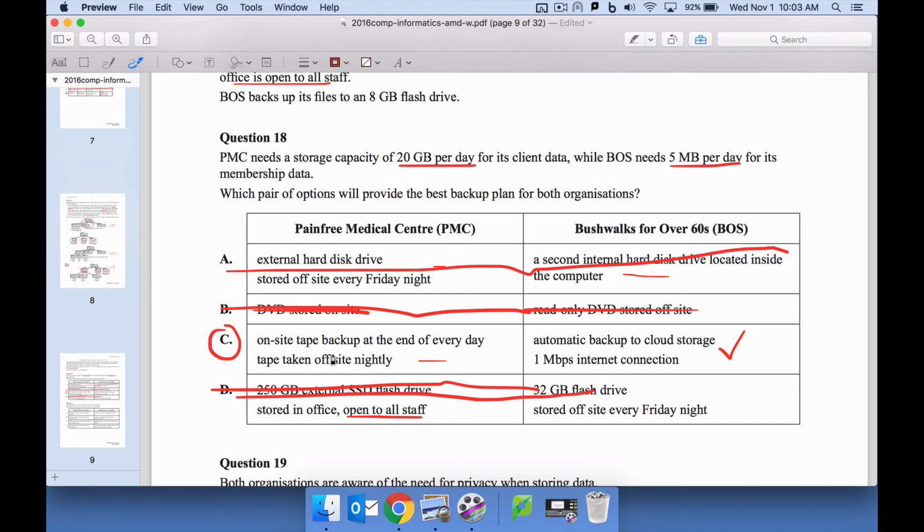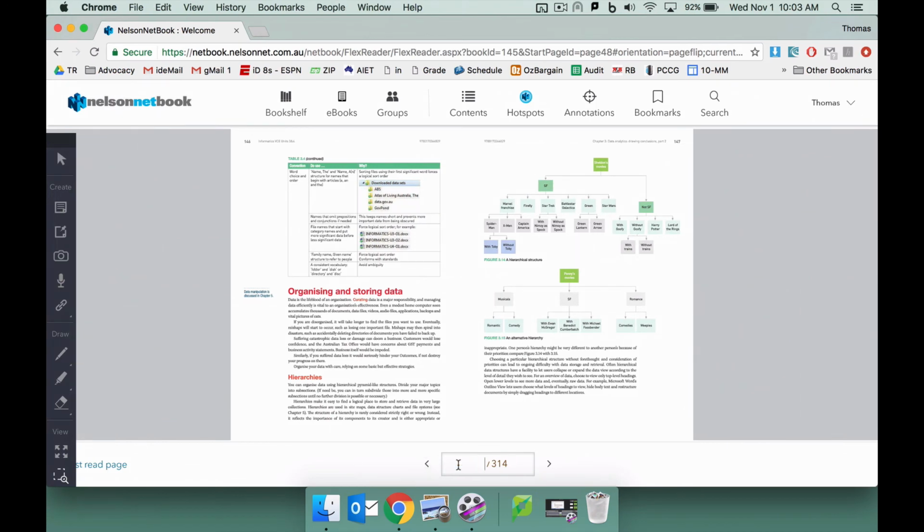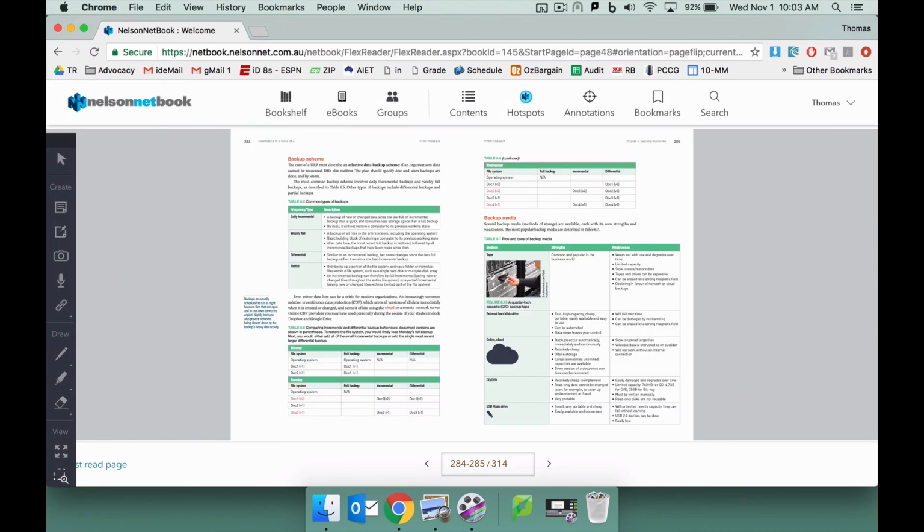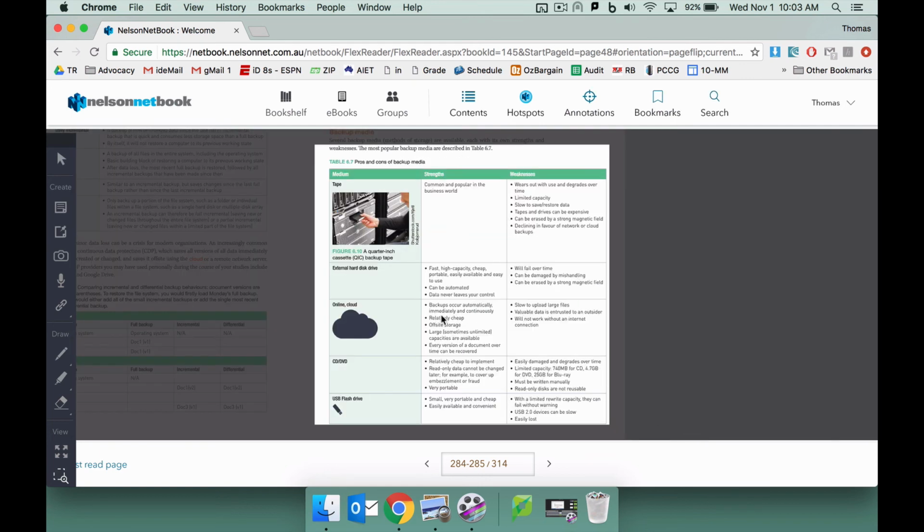The reason why we would choose tape is because it's sufficient enough to store that amount of data, and it's also been taken off-site nightly, so it has good procedures for keeping the data safe. We can read up more about this stuff on page 285 of our books. Here are some of those backup mediums that you can read up on in this chart here: cloud, DVD, USB, external hard drive, and tape.